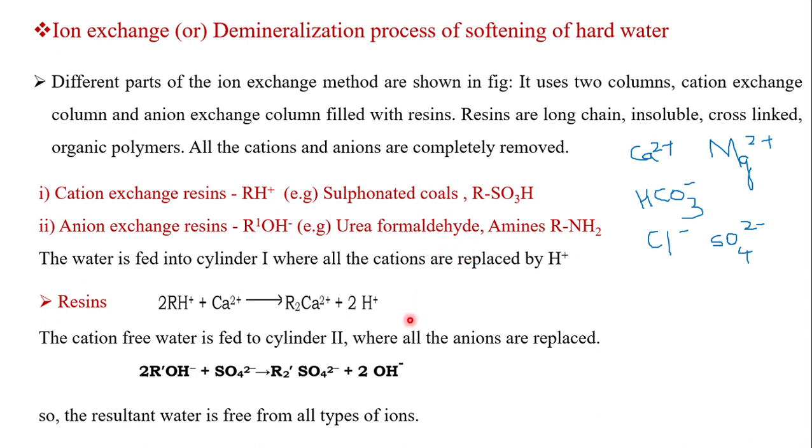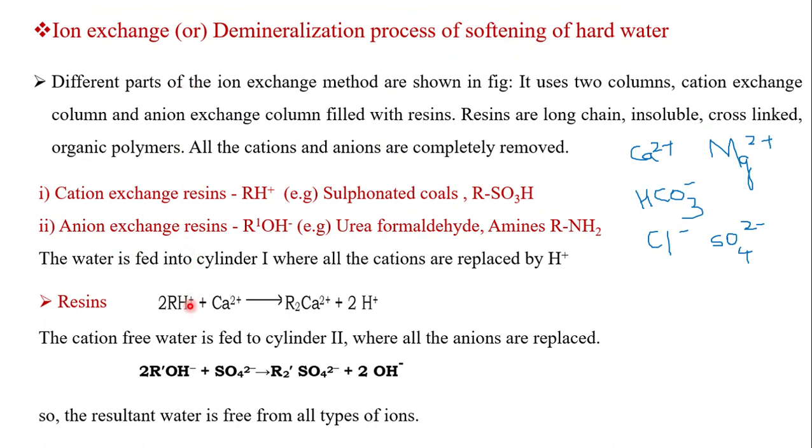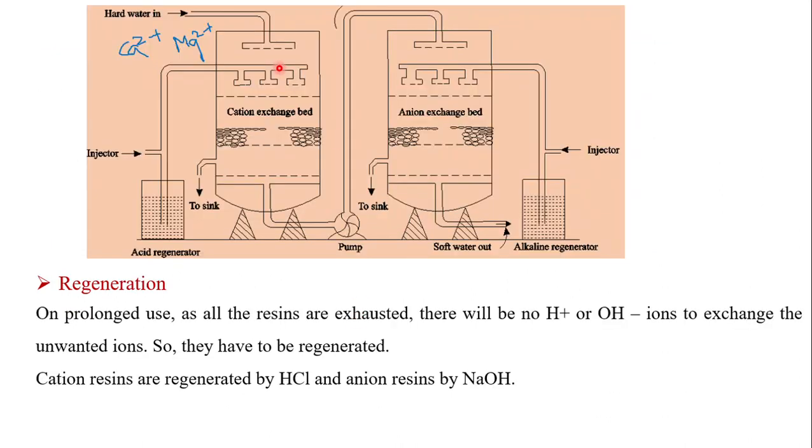So the water coming out from the first column is free from Ca2+ ions and Mg2+ ions. When the water is running through the column, H+ is replaced with Ca2+, and H+ is replaced with Mg2+. Like that it is a continuous process. The water coming out from this is completely free from Ca2+ and Mg2+.